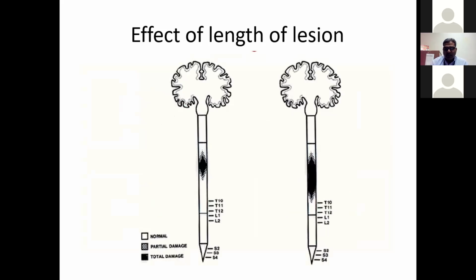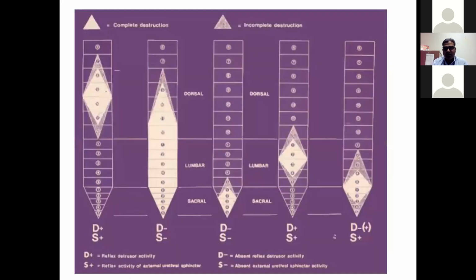Now, talking about the effect of the length of the lesion. You can see that in both of the diagrams, the injury or lesion lies in the upper thoracic level. But here you can see the injury is confined only to a small portion of the thoracic spine, while on the right side of the diagram, you can see the injury involves much more of the thoracic portion of the cord as compared to the left one.